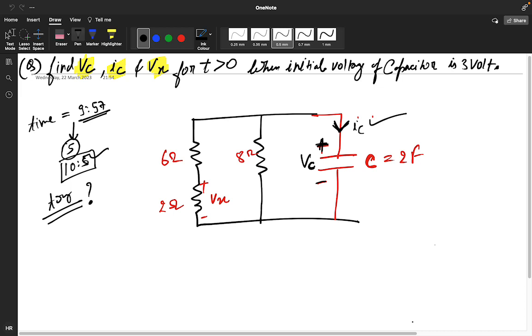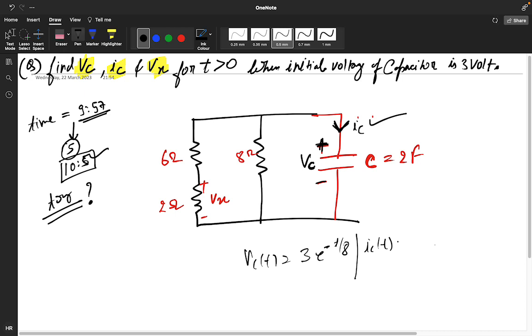Guys, anyone solved? Yes, sir. How much did you get for the answer? VC of t is 3 e power minus t by 8. And IC of t is minus 3 by 4 e power minus t by 8. Okay, so you are getting minus 3 by 4.